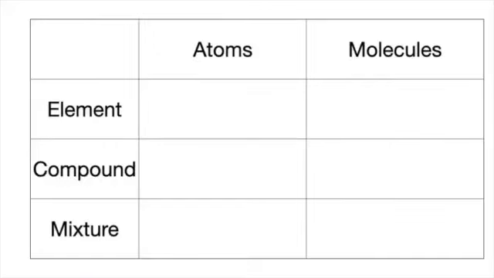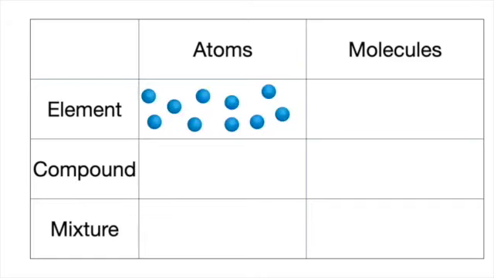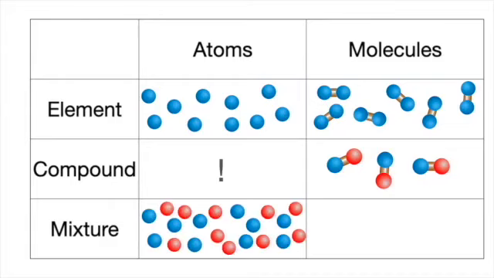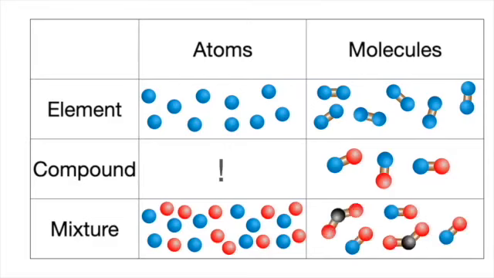Let's summarise that information. An element consists of only one type of atom. This can be in the form of individual atoms, or it can be as molecules made of only one type of atom. A compound contains more than one type of atom. Therefore, a compound cannot contain individual atoms. A compound contains molecules containing more than one type of atom. A mixture can either contain atoms, or it can contain molecules, or it can contain both.